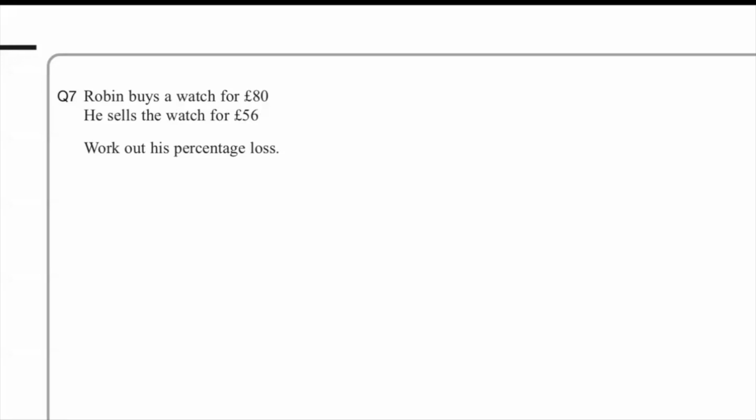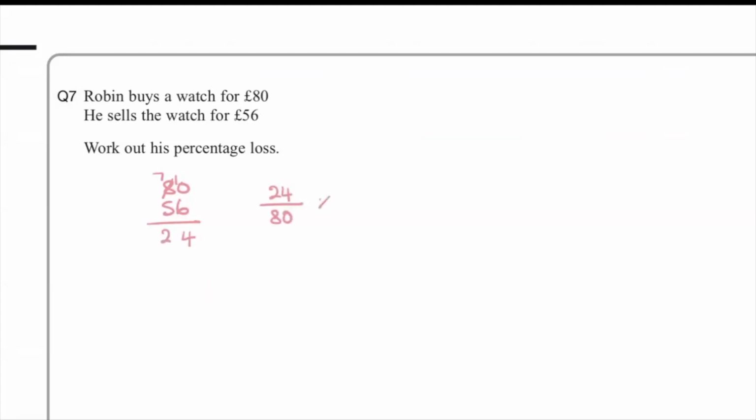So the first thing that I'm going to do is work out that loss. So 80, take away 56. 0 take 6 I can't do, so I'm going to have to take 1 from the next column. 10 take 6 is 4, 7 take 5 is 2. So I have £24 that he's lost. And I put that over the original.